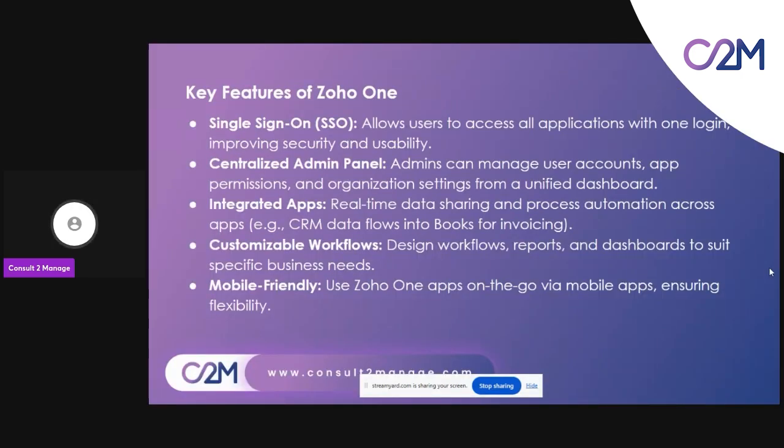The key features of Zoho One are single sign-on, centralized admin panel, integrated apps, customizable workflows, and mobile-friendly applications. So when we talk about single sign-on, we allow users to access all applications with one login. That means they will access the whole ecosystem using just one login process. That's it. Centralized admin panel, you can control all the users, their profiles, their permissions, and everything from one single window. Integrated apps, real-time data sharing and process automation across the apps.